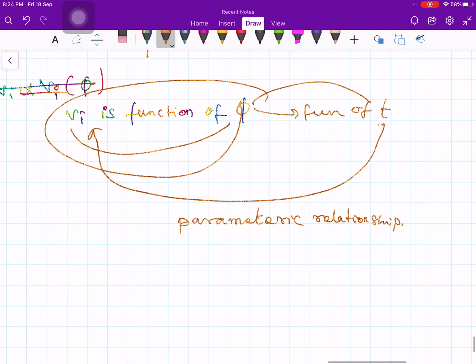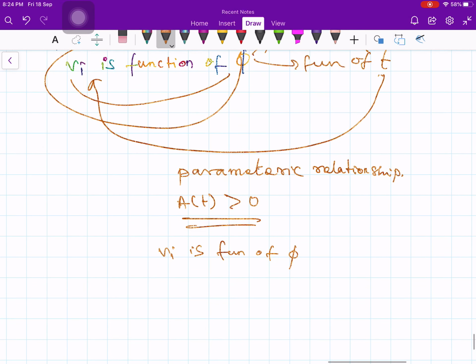And we also assume that A of t is always non-negative. One more assumption. So Vi is a function of phi, and phi is a function of time, and A of t is always non-negative. These three assumptions we are making here.